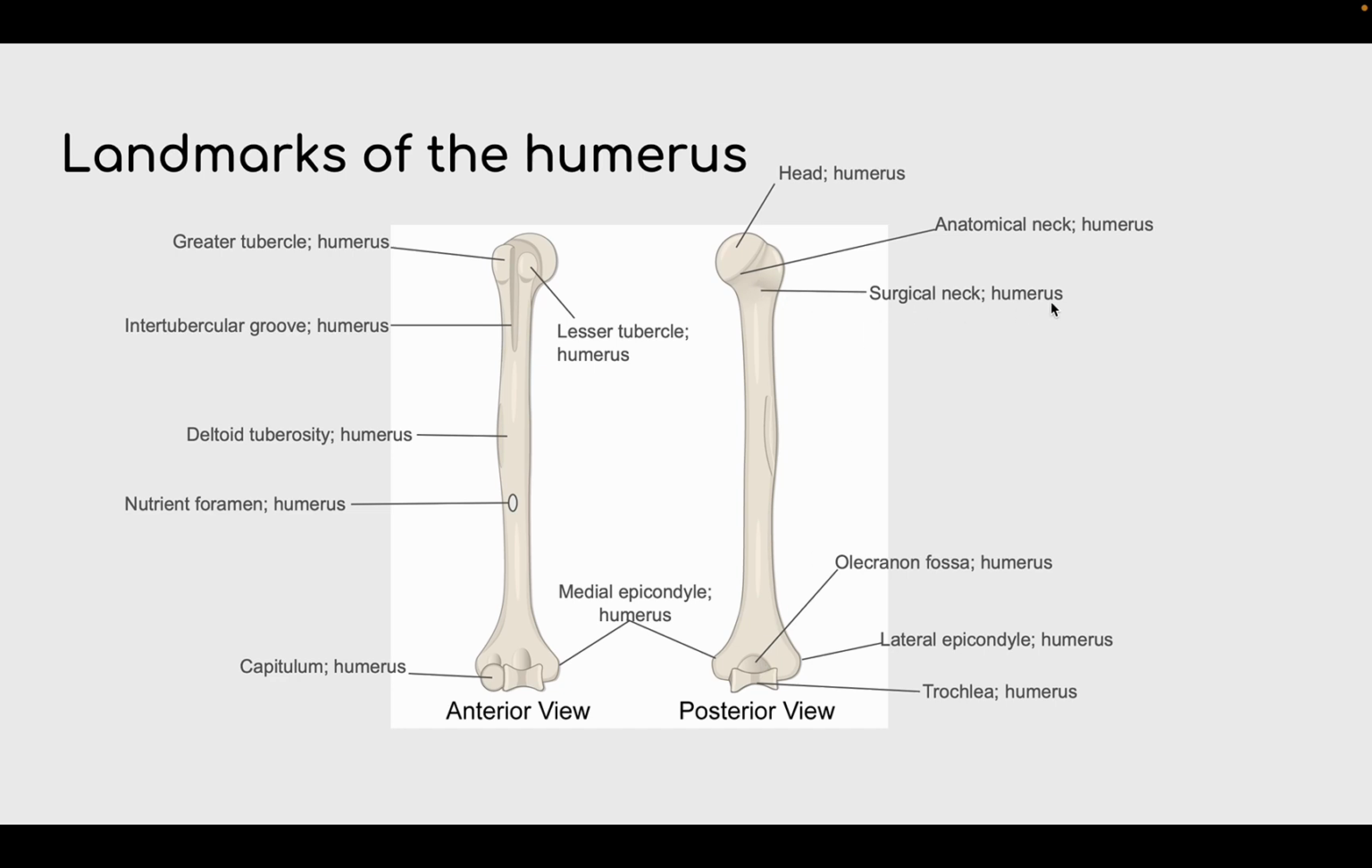Next, we have the surgical neck. The surgical neck just goes right here around this little groove. And above it, we have the anatomical neck that's below the head of the humerus.